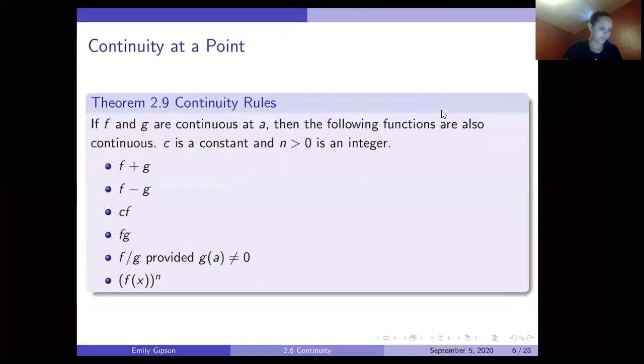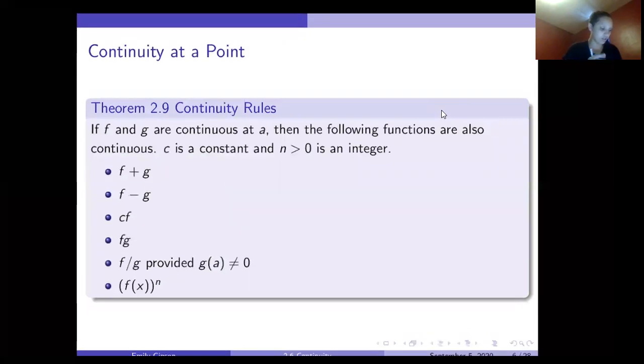Here are some rules about continuity. We assume that a function f and a function g are continuous at a point a. Then the following functions are also continuous. Let c be a constant and n greater than 0 an integer. So f plus g is continuous if f and g are continuous. F minus g is continuous. A constant multiple times a continuous function is still continuous. F times g is continuous. F divided by g is continuous provided that g evaluated at a does not equal 0. And a function to some integer power is also continuous.